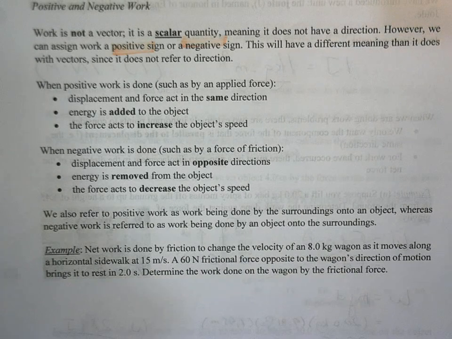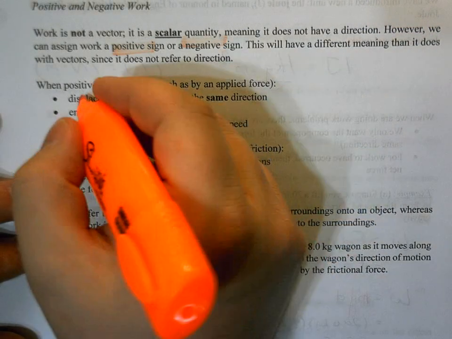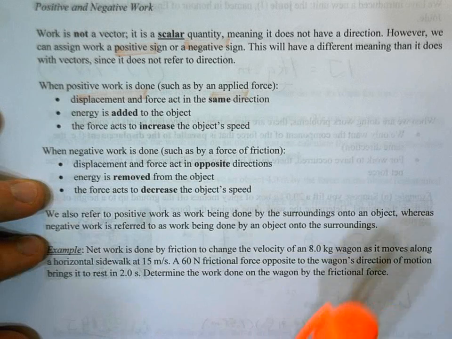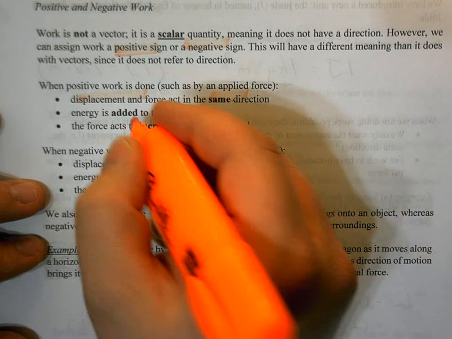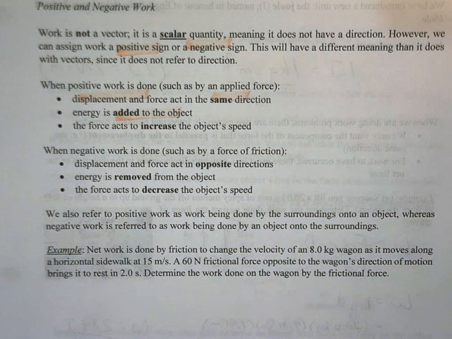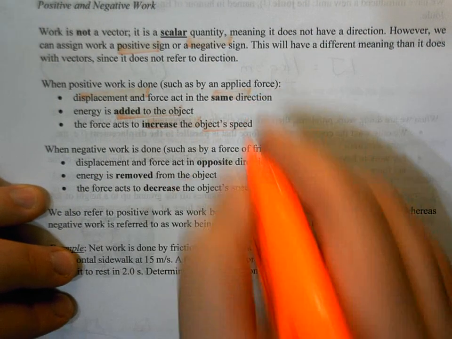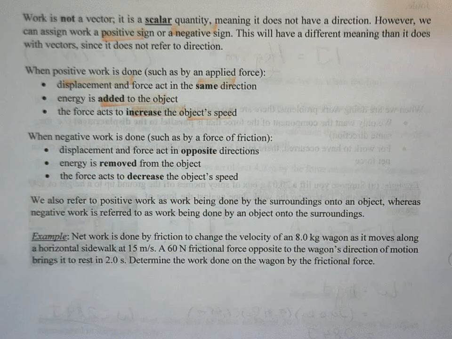If we have positive work, we would say that the displacement and the force are acting in the same direction, and we're going to say that energy is added to the object. So energy is transformed into that system. And then this force is going to be used to increase the object's speed. So if I push on a box and make it move, I'm going to be doing positive work because I'm going to increase the box's speed.